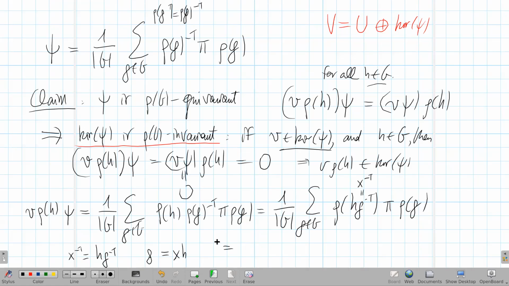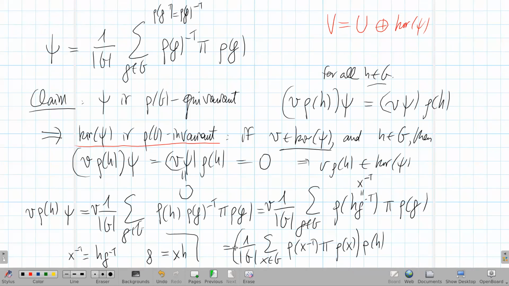I have changed the order of summation. Sorry, I painted myself in a corner, but okay. So this is rho X inverse. Inside or outside is the same, pi a is the same, and G is XH. So this is rho X, rho H. So the sum is over X this time. So you see, there is a V that is lost in the process. Okay, there's a V here.